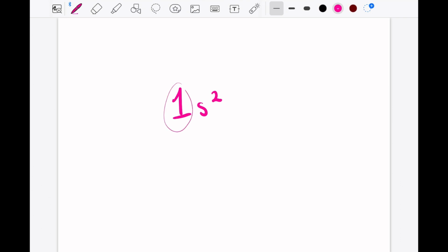When we write electron configuration, you will be seeing a lot of this notation. This number in front is the main energy level. This is the subshell. And this is the number of electrons in that subshell. In this case, it's full and there are 2 electrons.